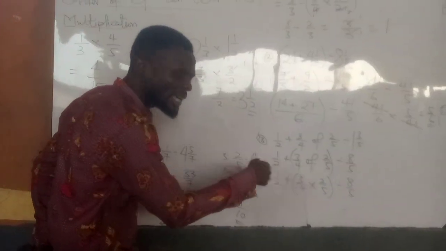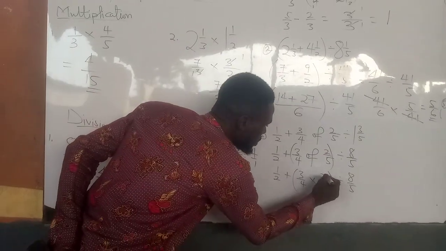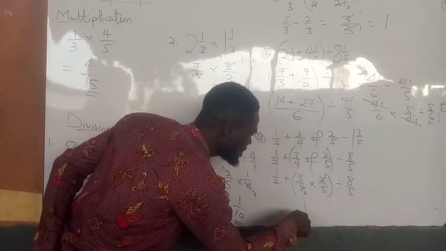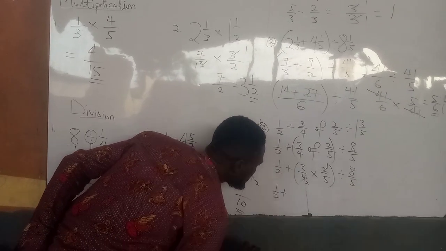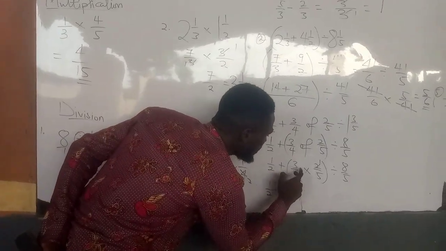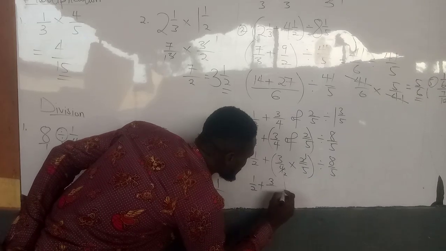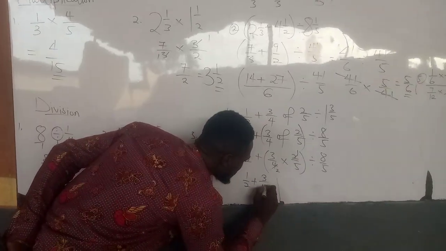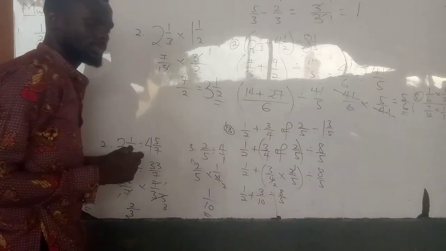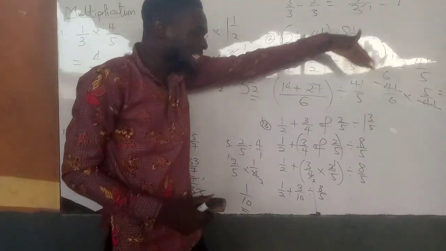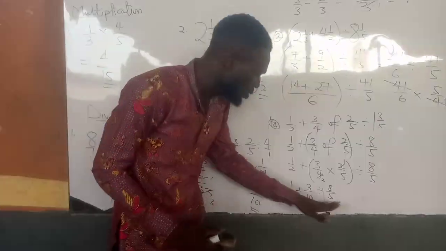Can we cancel out? Let's see. 2 here 1, 2 here 2. Can we cancel out again? We can't. So we have 1 over 2 plus 3 times 1, we have 3. 2 times 5, we have 10. Then we have divided by 8 over 5. Now that we've cleared the "of", we've removed the "of". Now look at what we have again.